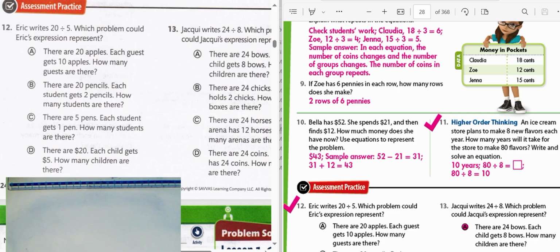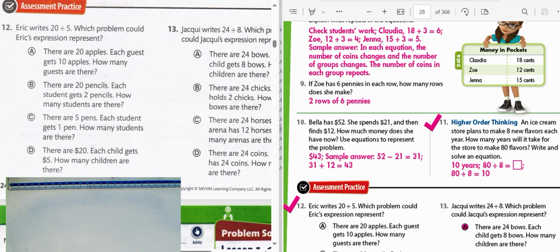Letter B: there are 20 pencils. Each student gets 2 pencils. How many students are there? No, because we divided 20 by 10, not 2. Letter C: there are 5 beans. Each student gets 1 bean. How many students are there? No, because the answer here is 20 divided by 5.